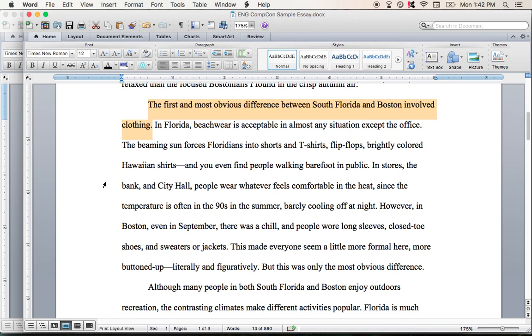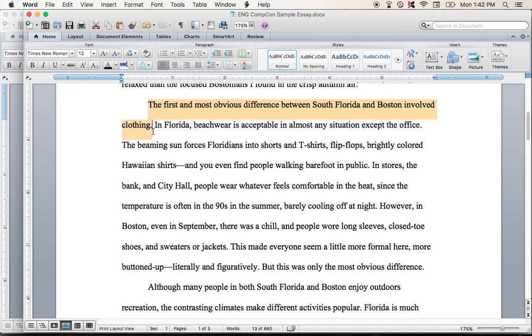This should work pretty well as a model for you in the essay you're writing, because you're comparing how life was lived before the pandemic to the way you live life during the pandemic. So it's also about comparing the way people live life, even though this is about differences in geography, not differences in time. So the first sentence says, the first and most obvious difference between South Florida and Boston involved clothing.